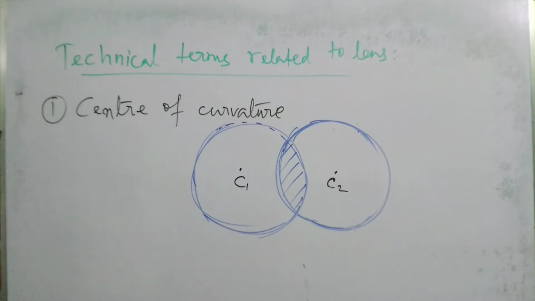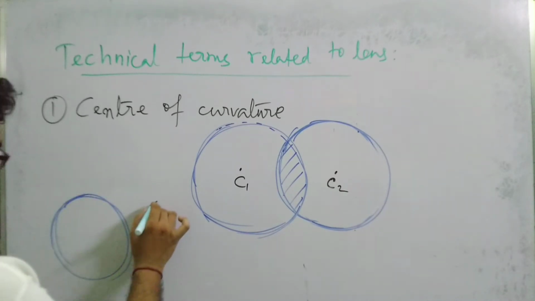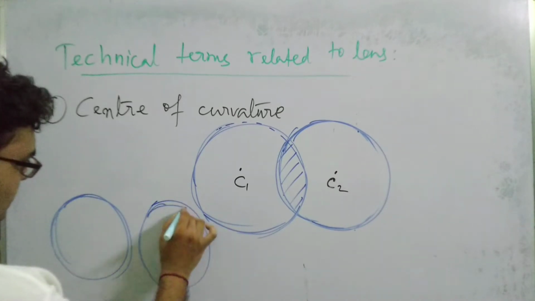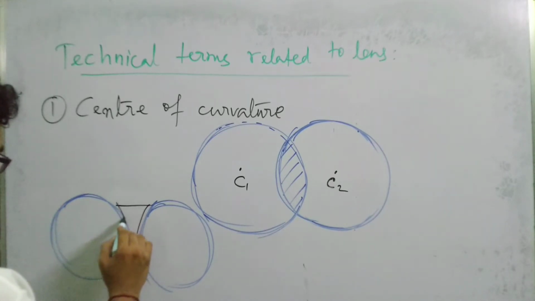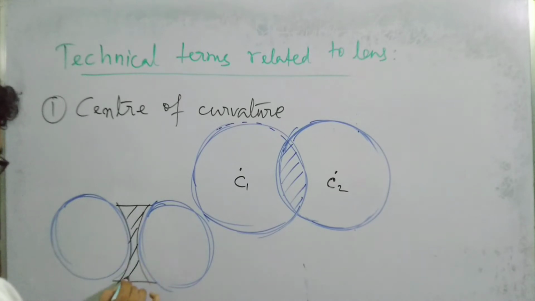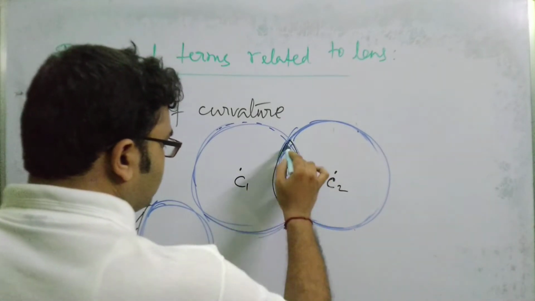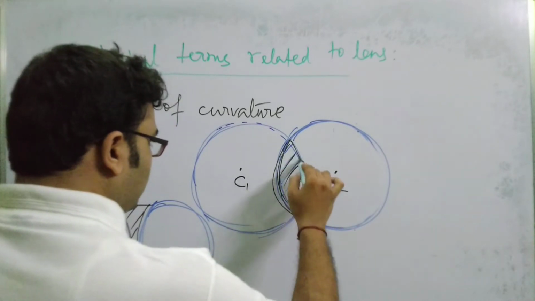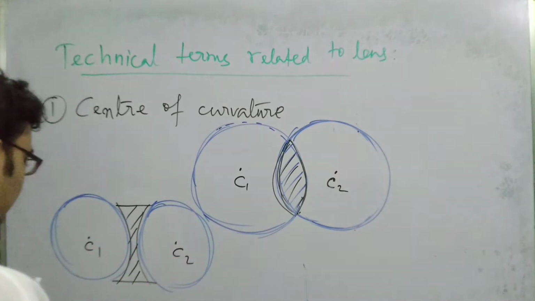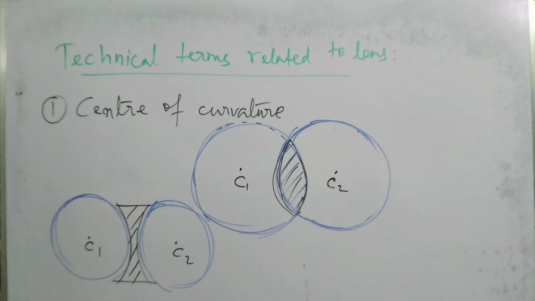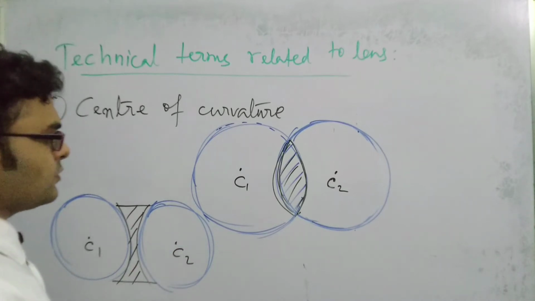If I consider a concave lens, definitely in case of concave lens also, there will be two spheres, right? So these are the two spheres. And you can see that the concave lens is found in between here. So this is the convex part and this is the concave part. So definitely in this case of concave lens also there are two spheres, each having its own center, and that center can be regarded as the center of curvature of the lens. There are two centers of curvature, C1 and C2.